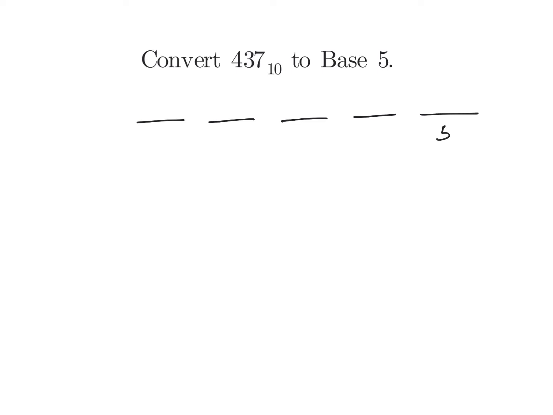This would be 5 to the 0 power, 5 to the first, 5 to the second, 5 to the third, 5 to the fourth. And let's put underneath there what those numbers actually are. 5 to the 0 is 1, 5 to the 1 is 5, 5 squared is 25, 5 cubed is 125, and 5 to the fourth is 625. Well, I can tell right away that if my number is 437, there's no 625s that are even part of that. So I can just go ahead and erase that.